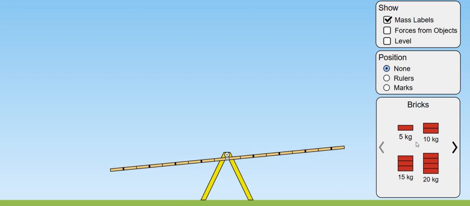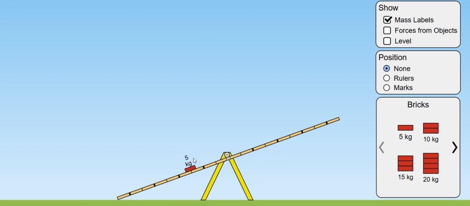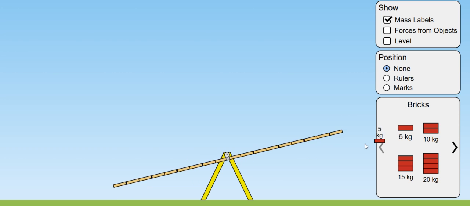So, now, how do you work out moment? Moment can be found by multiplying force by the perpendicular distance from the pivot. So if the force is, let's say, 5 kg, and the distance is, let's say, 1, 2, 3 meters, we can work out that the moment is 15.